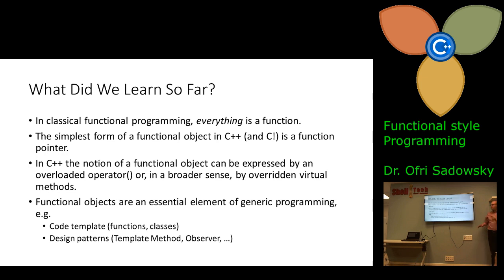Okay, so let's summarize the first part. What did we learn so far? In classical functional programming, everything is a function. We talked about this, and there is no state, there are only constant objects. We already know from C function pointers, which are the simplest form of a functional object. In C++, we have more ways to express the ability to... sorry, one question regarding the previous, sorry.